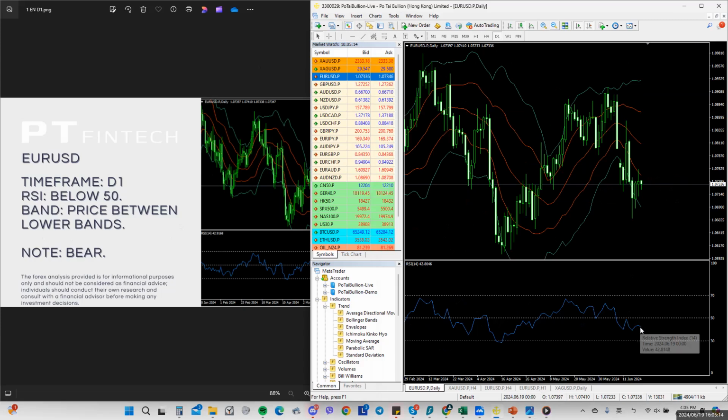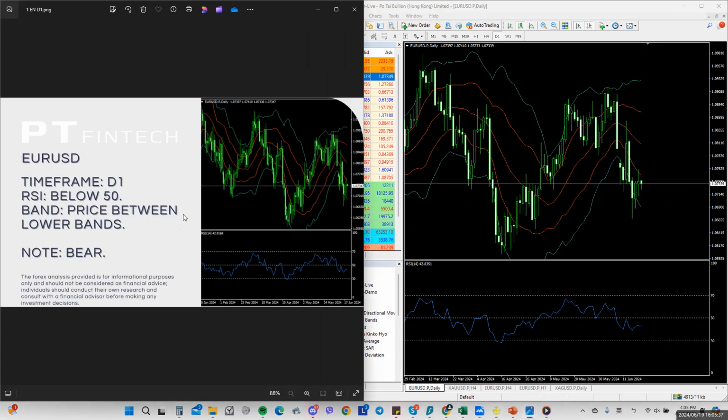Usually if RSI is coming from the top and goes below 50, it's more bearish momentum. Most people use this as a potential sell signal. Now, if prices are between the lower bands of the Bollinger Bands, it is also more of a confirmation of the trend. Potentially the trend is going to be more bearish. So it does seem like on D1, it's informing us that it's bear.